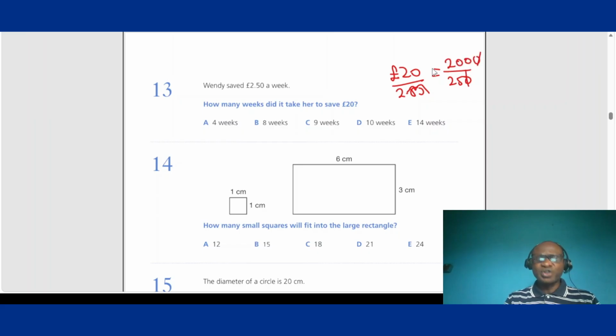When you now use 25 to divide 200, it will be very easy for you. And that is 8 times. Therefore, that can be saved within 8 weeks. The correct option is 8 weeks. All right, let's go to question number 14.